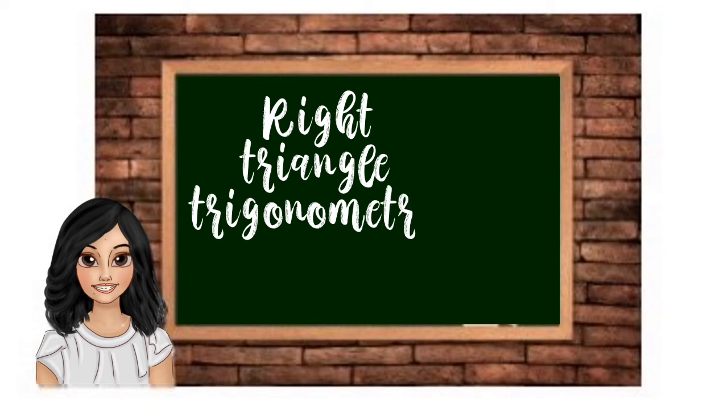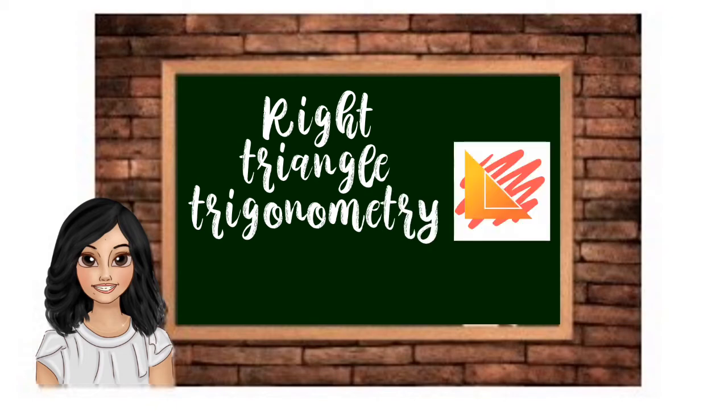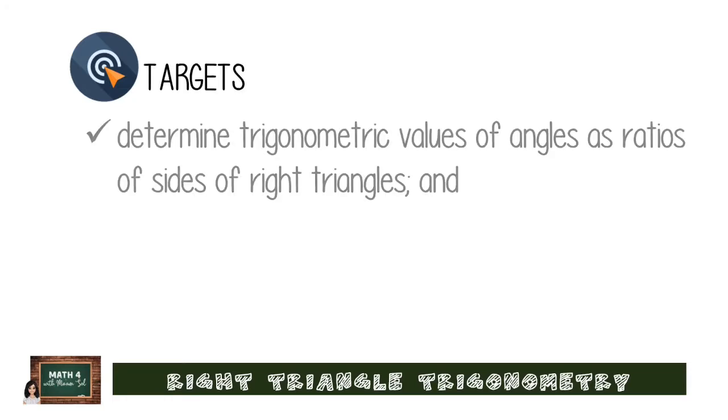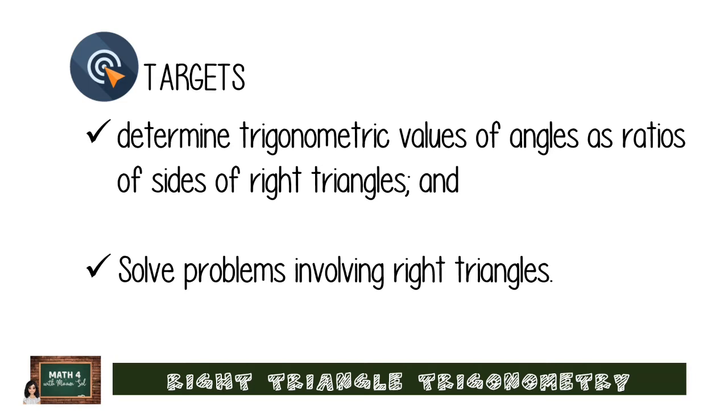Welcome to the second part of your lesson on the right triangle trigonometry. We will have the same targets as the first video, but this time, we are going to determine the trigonometric values of angles using the coordinates of a point on their terminal side.